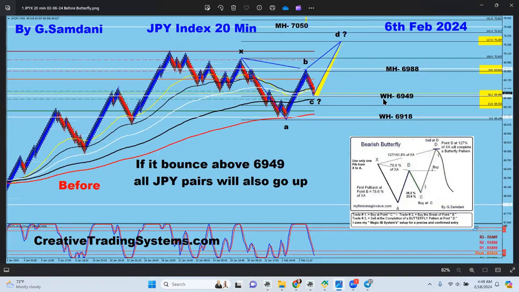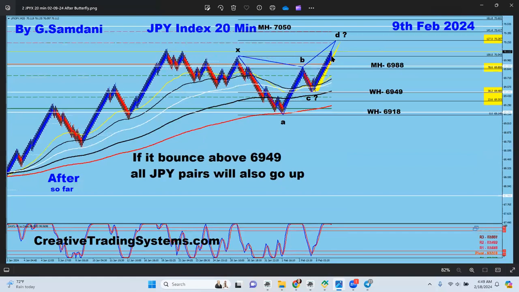It came down exactly to the 69.49 I said, and then I made this chart, which is going to make a turn to the upside for point D. And if it bounces above 69.49, all yen pairs will also go up. I'll show you all the trades from here to here. Forget about the previous legs. So this chart, from here to here, what happened is this.